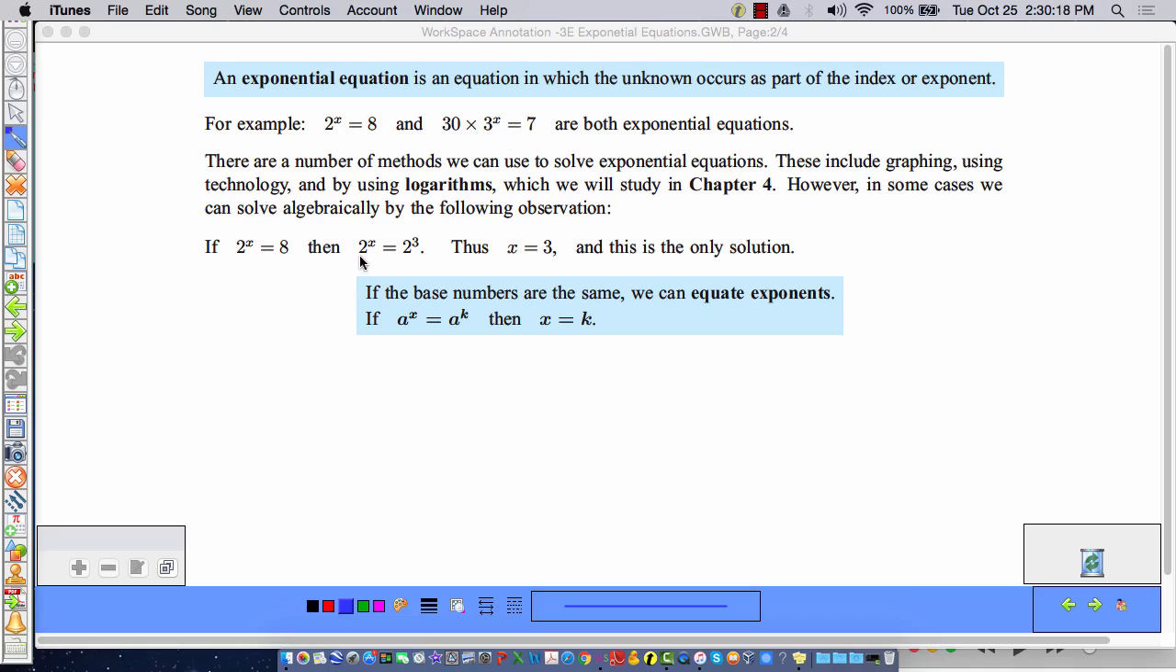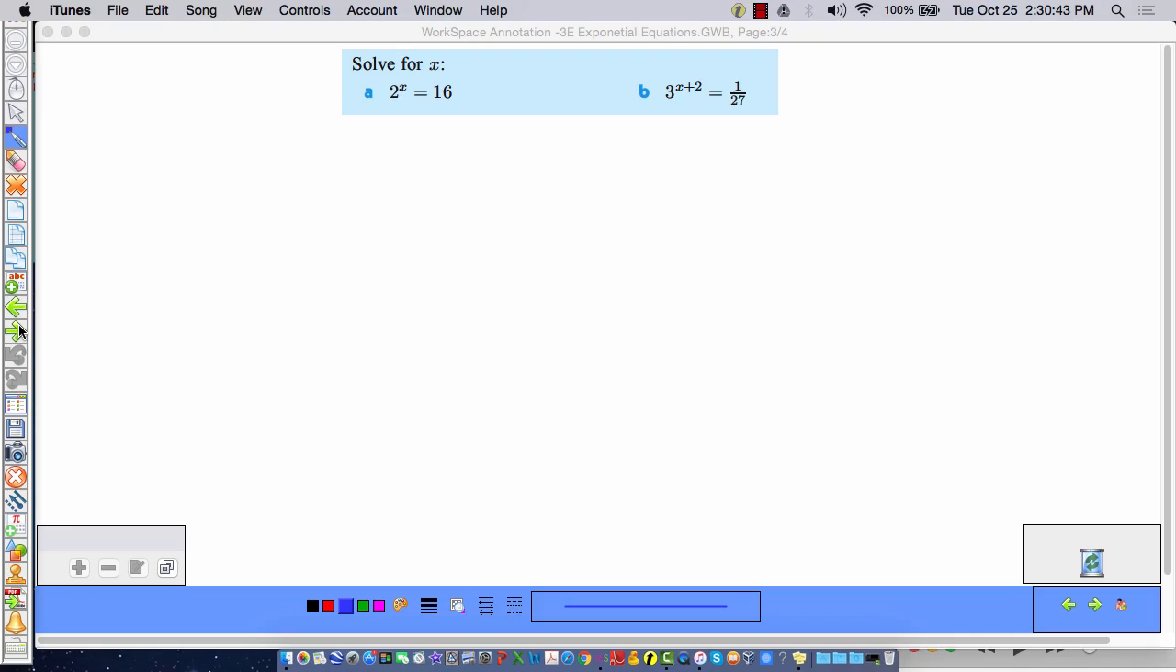And clearly, if I have something like this, if 2 to the x equals 8, and then I rewrite the 8 as 2 cubed, if you couldn't see it here, then the x must be equal to 3. The lesson being, if I have an equality with the same base, then the exponents must be equal to one another in order for the equation to be true. Let's give it a try, shall we?